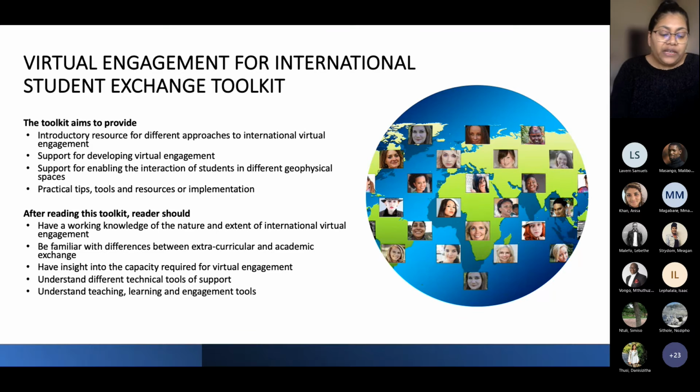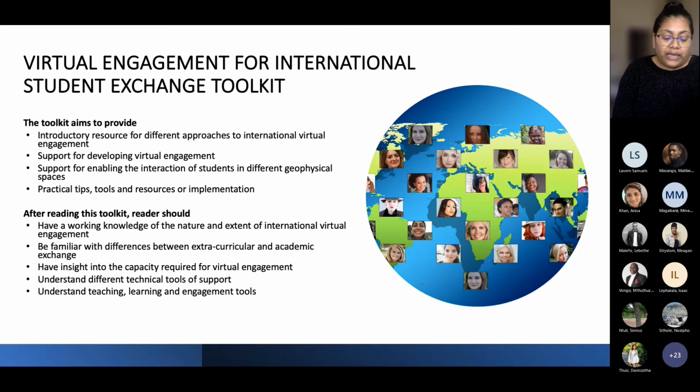So DUT and ACU developed this toolkit with the aim of providing an introductory resource for different approaches to international virtual engagement. It also aims to support the development of international virtual engagement with a pedagogical focus, agreed learning outcomes, appropriate student assessment, and structured evaluation for improvement. In addition, it aims to enable interaction of students in different geophysical locations across the globe while remaining sensitive to culture and context. And it provides practical tips, tools, and resources for implementation, drawing on examples from practice.